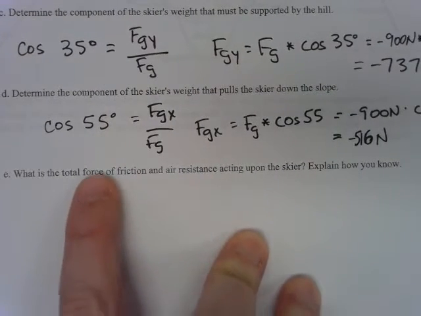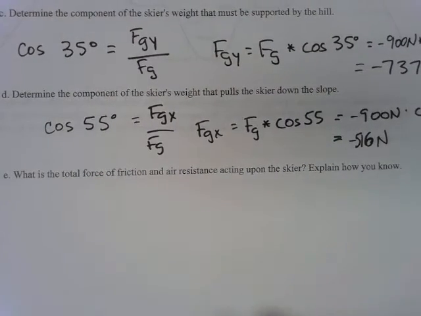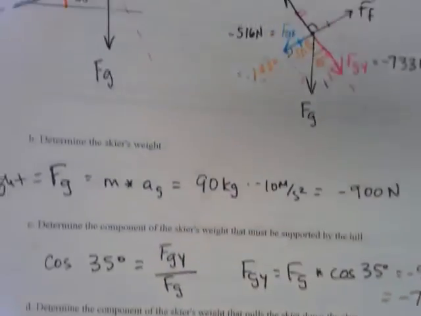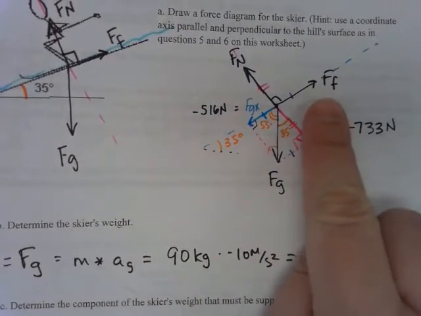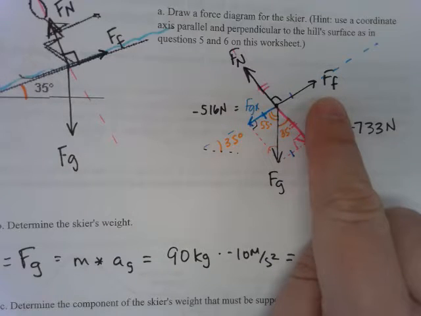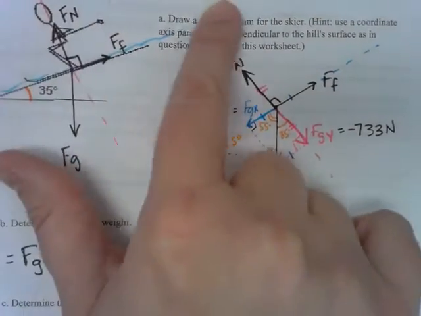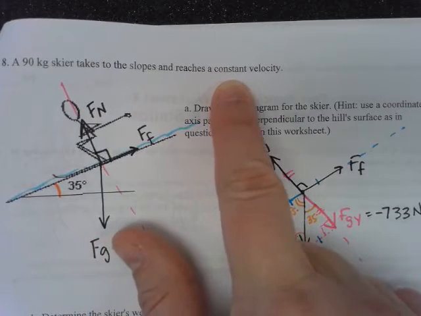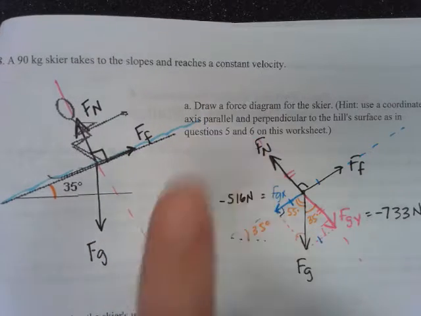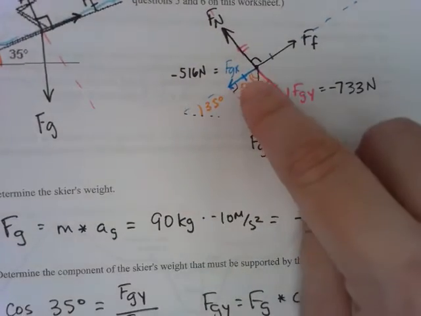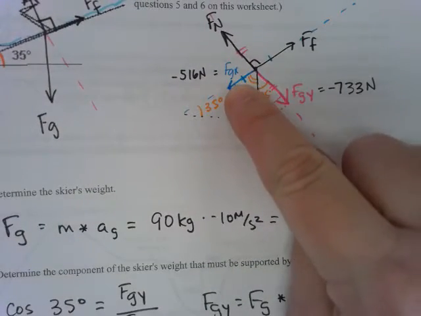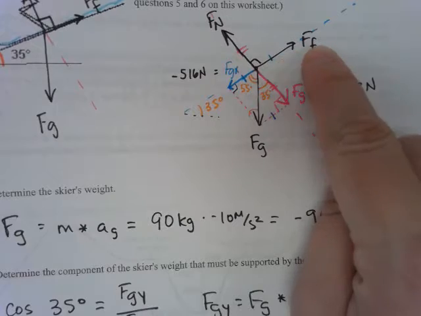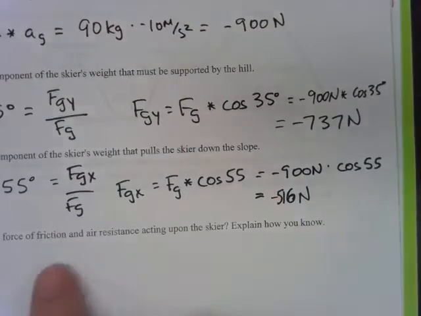And then lastly, what's the total force of friction and air resistance acting on a skier? Explain how you know. Well, what it's asking for is how big is this backwards force up the hill? How much force does our skier have to overcome to be able to slide down the hill? And so if he is moving at a constant velocity, which means there's no acceleration, that's telling us that those forces have to be balanced. And so if they're balanced, that means that this one that's blue here, FGX, has to be equal to the force due to friction and air resistance and all this stuff.